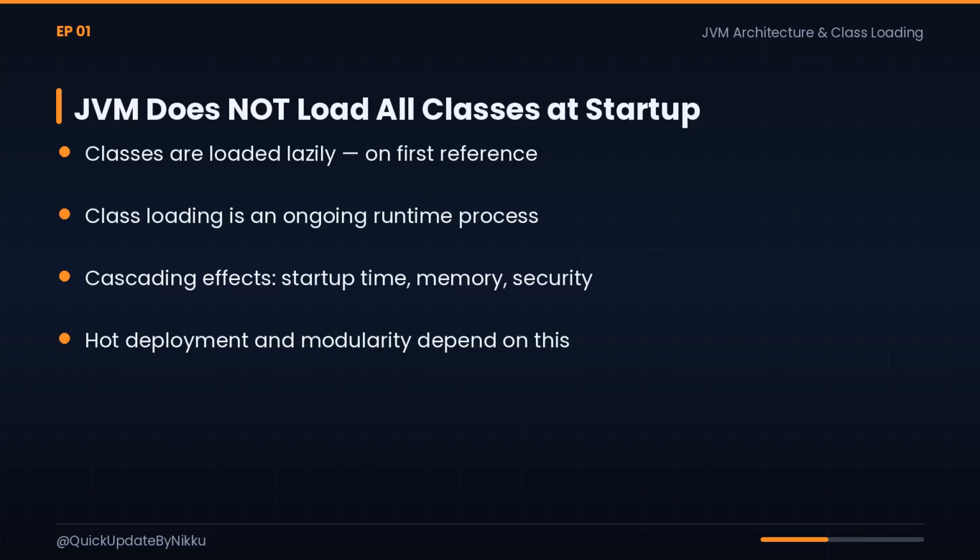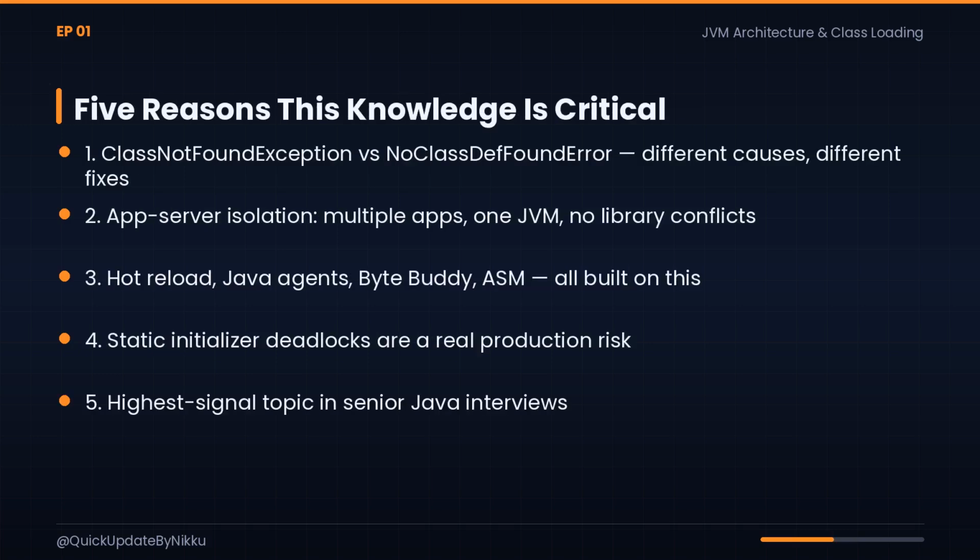Every time a class is referenced for the first time, and not before, the JVM triggers the loading pipeline for that class. This means class loading is happening throughout the entire lifetime of your running application. These are not academic curiosities, each one maps to a class of real-world problems. The distinction between ClassNotFoundException and NoClassDefFoundError trips up even experienced developers because the names sound nearly identical but the root causes are completely different. Application server isolation, framework magic like Spring Boot DevTools hot reloading, and the risk of static initializer deadlocks all become fully explainable once you understand the class loading pipeline precisely.